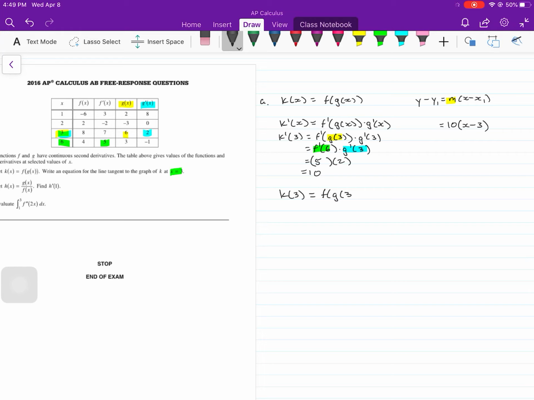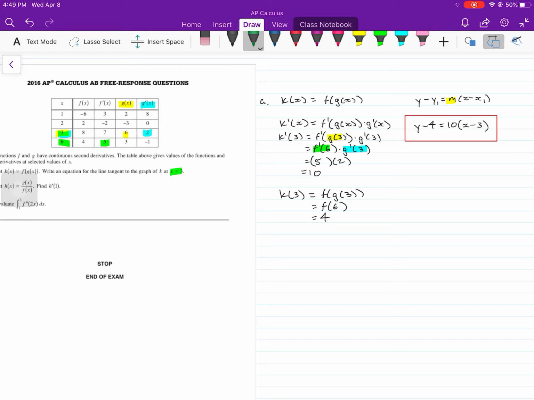Well, k of 3 is going to be f of g of 3. This one's really simple. So g of 3, then go back to our graph. G of 3 is 6. And then f of 6 is 4. So k of 3 is 4. So y minus 4 equals 10 times x minus 3, and there's your answer.